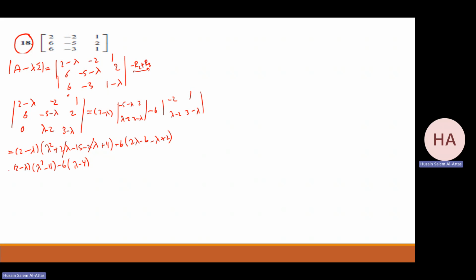Yeah, it seems to be too complicated. So what I'm getting? Minus lambda cubed plus 2 lambda square plus 11 lambda minus 22 minus 6 lambda plus 24. That will be what? Minus lambda cubed plus 2 lambda square minus 5 lambda plus 2. If lambda is 1, I'm getting 0. No.